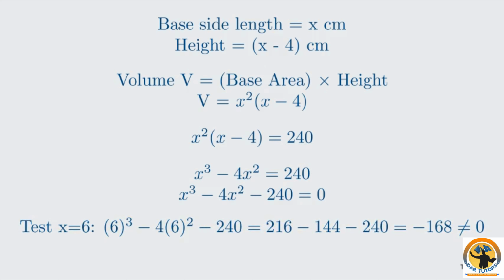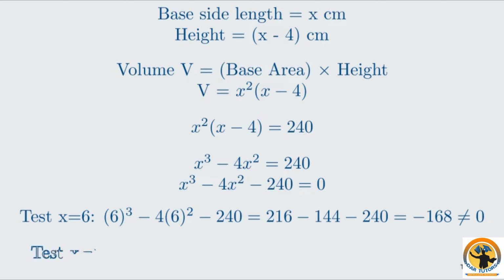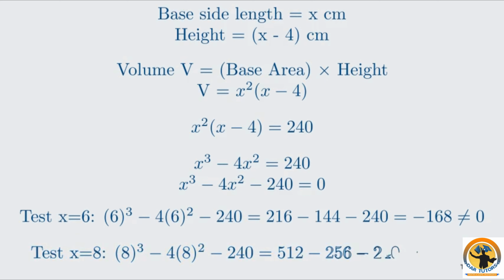Let's try a slightly larger number. Let's test x equals 8. 8 cubed is 512. 4 times 8 squared is 4 times 64, which is 256. 512 minus 256 minus 240 equals 16, still not 0.